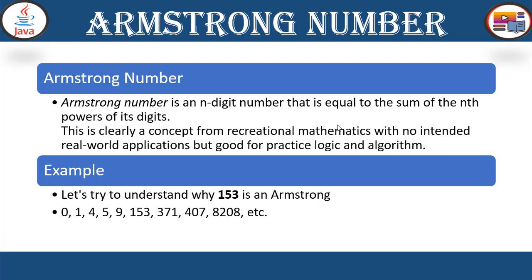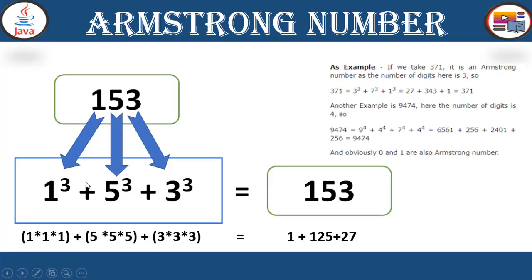Take an example of the number 153. As per the Armstrong concept, you have a number, you split it into its digits, you raise each individual digit to the nth power and sum them, and that will come up to the same number. So this is what an Armstrong number is. To understand it better, let's take a look at the example of 153.